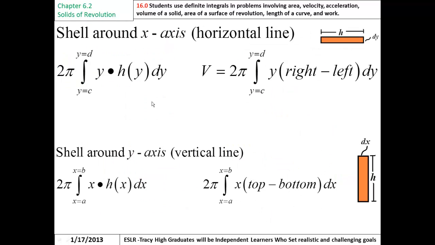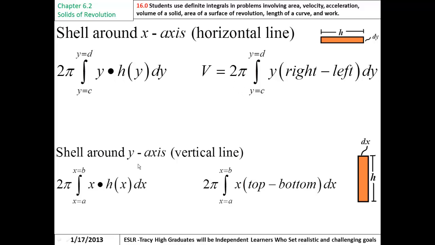All right, so this is just a summary of some stuff for a shell around the x-axis, which is a horizontal line. You have a little piece with width dy and length h, and it's h of y, since everything's in terms of y, and you always have that 2 pi on the outside to relate that to the circumference, which relates to the volume of each shell.